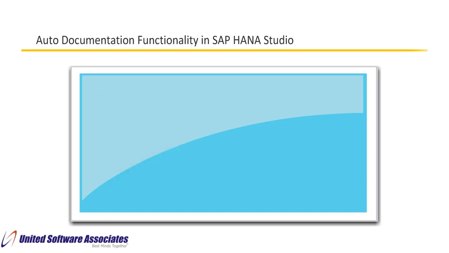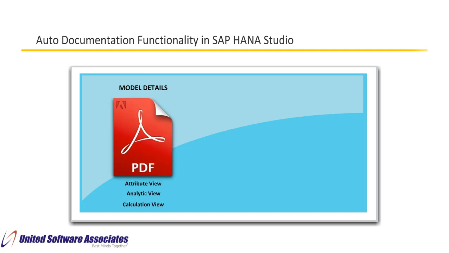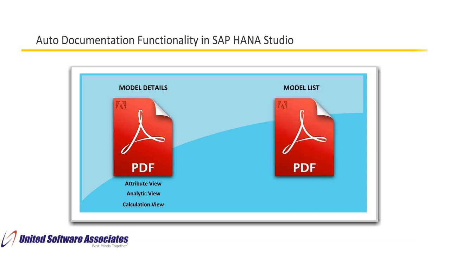Two types of documents can be generated. First, model details. Different PDF documents with detailed information are generated for different models belonging to the package the user selected. Second, model list. This will be a single PDF file including information about the package.